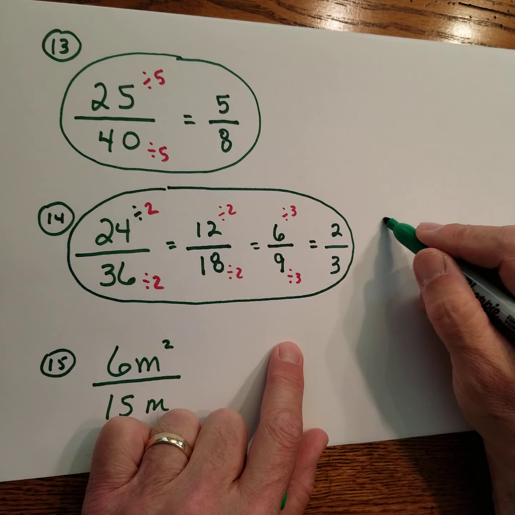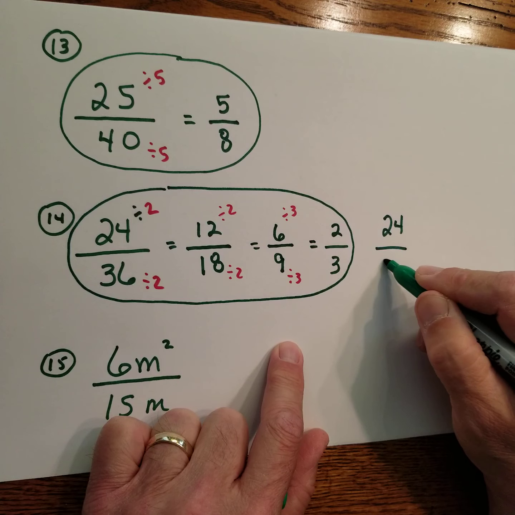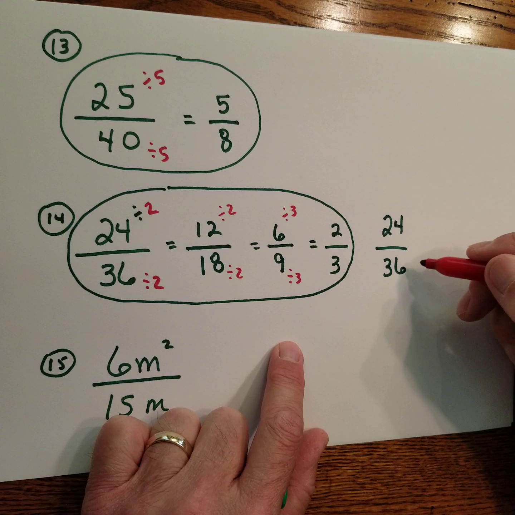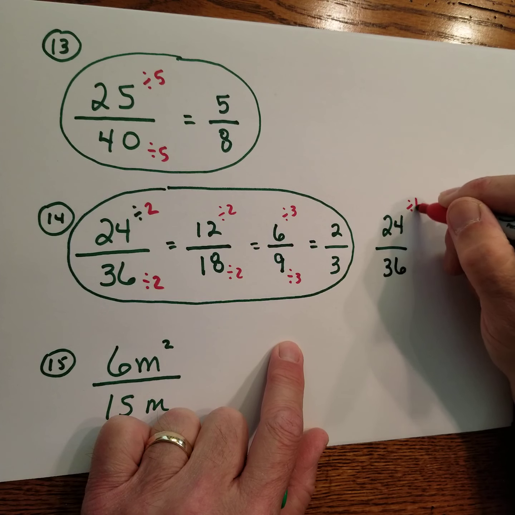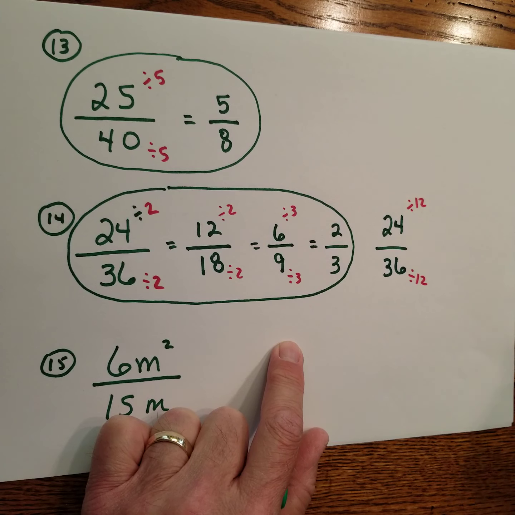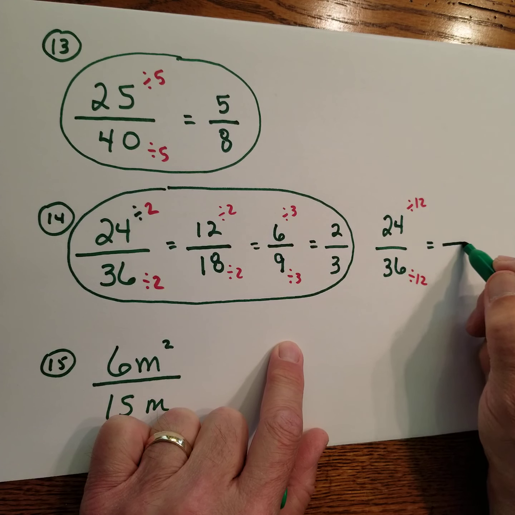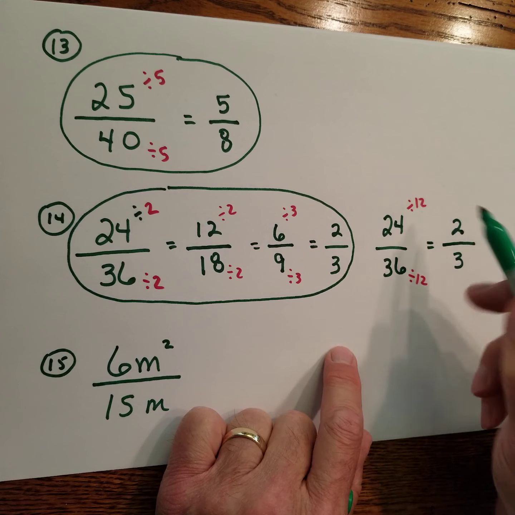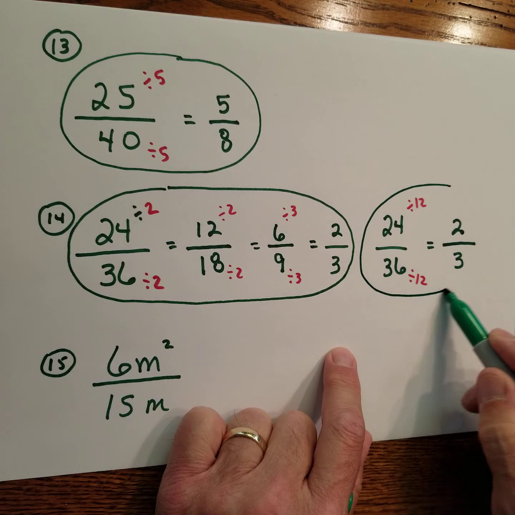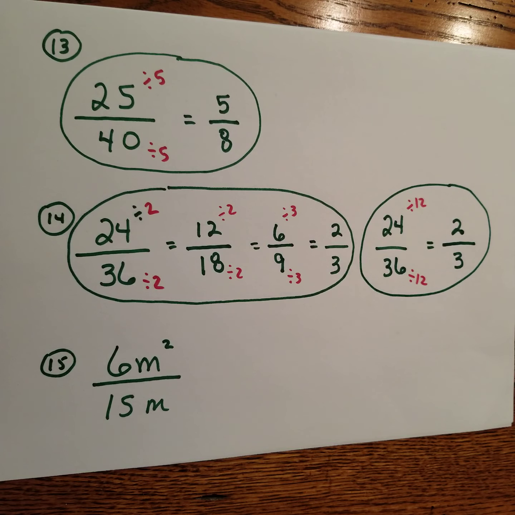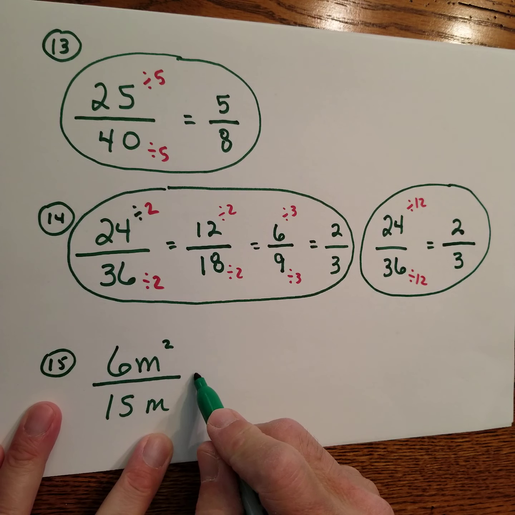Now, if you're really good at reducing, we could do this in one step. If you notice that 24 and 36 are both divisible by 12, then we can do this problem very quickly. 24 divided by 12 is 2. 36 divided by 12 is 3. It doesn't matter how many steps it takes to get to the final answer, so long as you get to the final answer. Now 15 I'm going to rewrite.